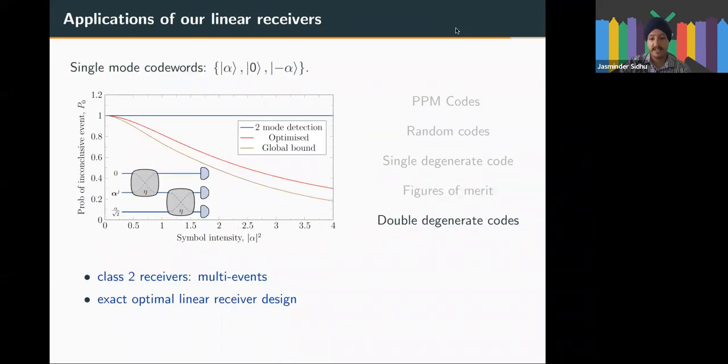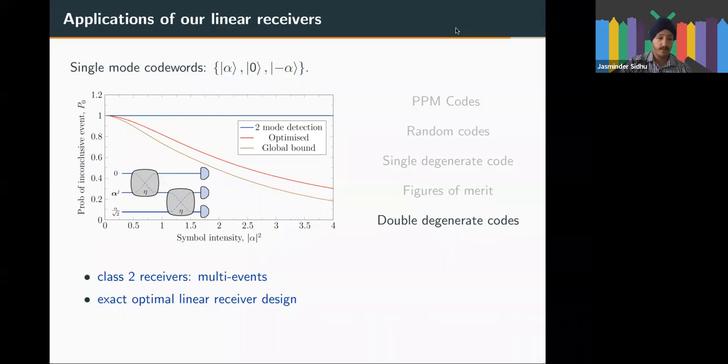Now, we consider the double degenerate code. So this is a single mode code at the top with double degeneracy. And in this case, both of our class 1 receivers are not able to unambiguously discriminate this. And so we necessarily have to use our class 2 receiver, which makes use of 2 detection events. And this is shown in red, and you can see that it closely follows the global bound shown in brown.